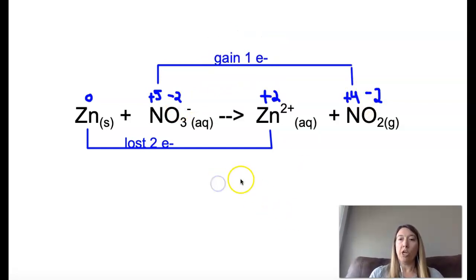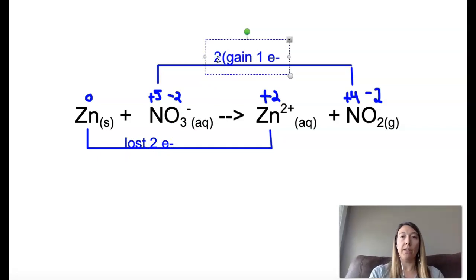So the next step was check for subscripts. Okay, this zinc has no little number, so I don't have to do anything for it. The nitrogen, there's no subscript. I also don't have to do anything for it. So next step is to make the gain and loss the same. Right now I've lost 2 electrons and I've gained 1. So I'm going to have to multiply this by 2, right? Multiplying that by 2, 2 times 1 is 2, is going to make my gain and loss the same.